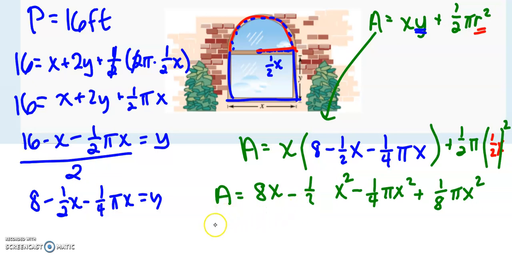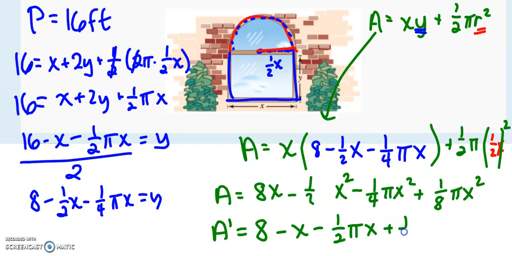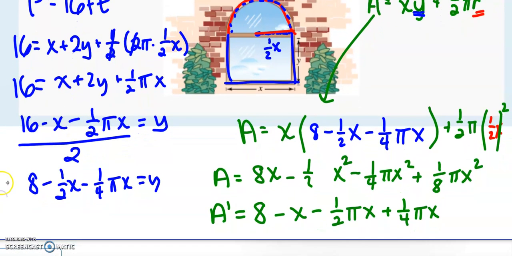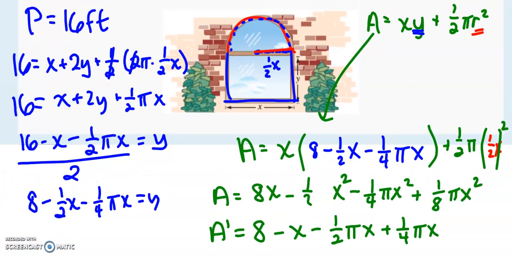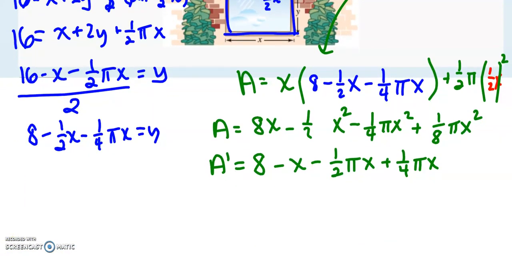All right, so my area prime is going to be 8 minus x, because the 2 is going to swing down, minus 1/2 pi x plus 1/4 pi x. And this is where, ooh, I just moved the whole recording window. This is where a lot of people got confused on my answer key, because I'm trying to set this thing equal to 0 and solve for x.